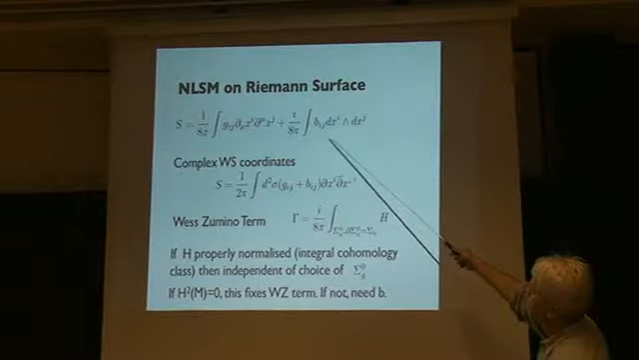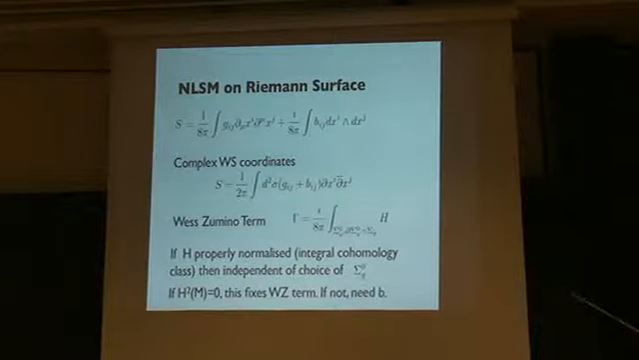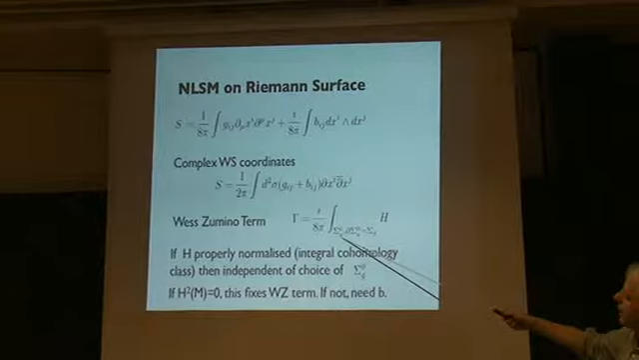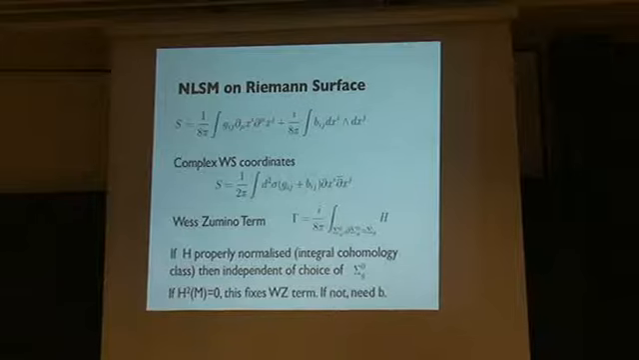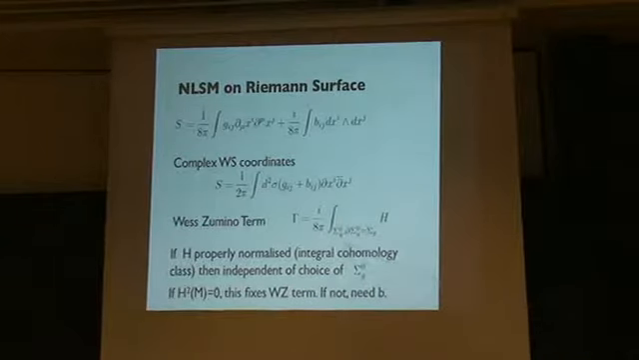Then the Wess-Zumino term can also be rewritten in terms of a three-dimensional integral. So here, if we choose a three-dimensional space Sigma_0 of g, whose boundary is the Riemann surface Sigma of g, this could be thought of as filling in the Riemann surface to get a solid, three-dimensional object. Then, if H is properly normalized, in other words, it's chosen to represent an integral cohomology class, a standard argument shows that this will be independent of the way you choose to fill this in.